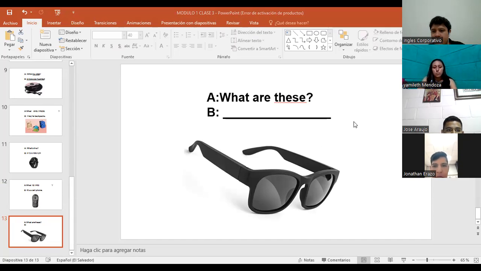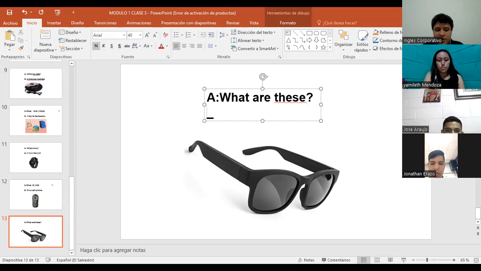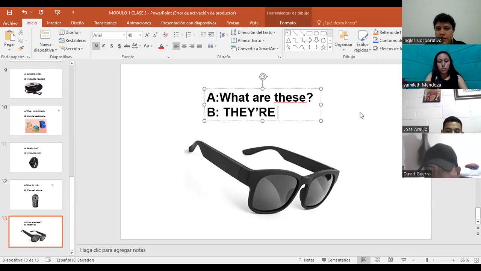Okay, let's see. Jose says, they are sunglasses. Okay, and what about the others? Vamos a ver los demás. ¿Qué opinan? David says, they are sunglasses. Jonathan, they are sunglasses. So, what about the rest, guys? Come on. Okay. Let's see. Perfect, guys. Yeah, they are sunglasses, right?